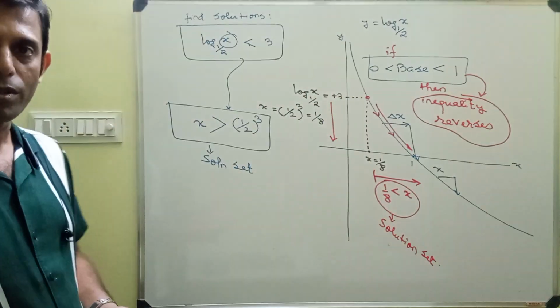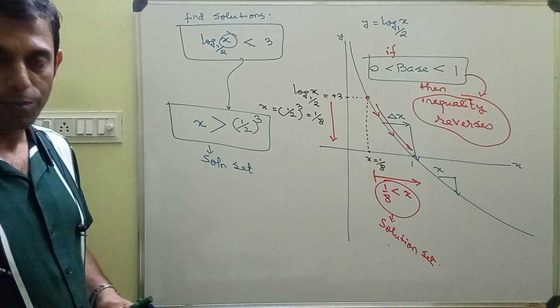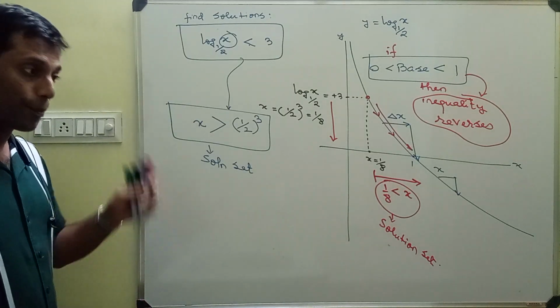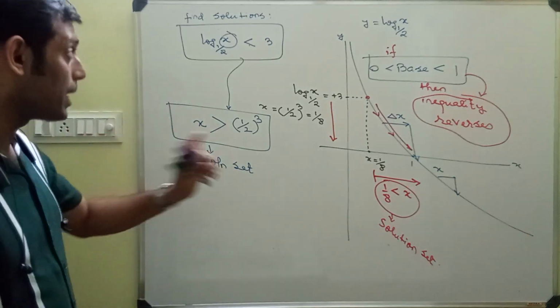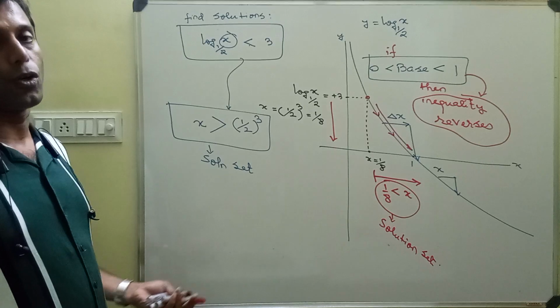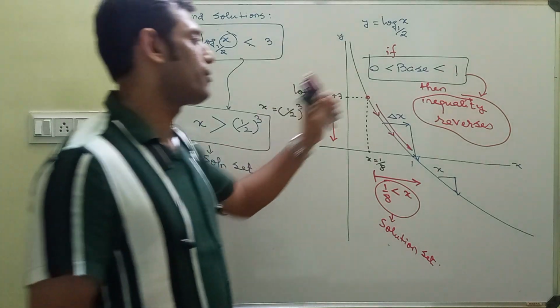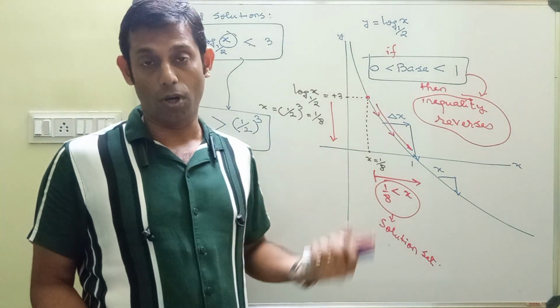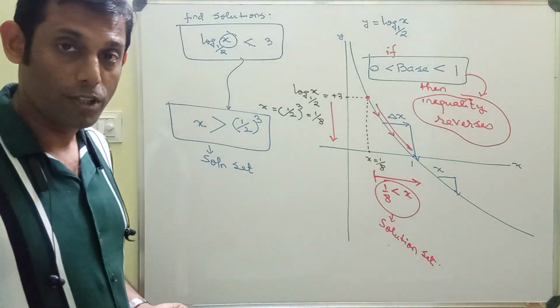Look at this situation. This is how we solve logarithmic inequalities from a consideration of base. Look at the base first. Look at the base of the log. Then you take care of the inequality. If base is a fraction, inequality will reverse. If base is greater than 1, as you saw earlier, inequality will stay the same.